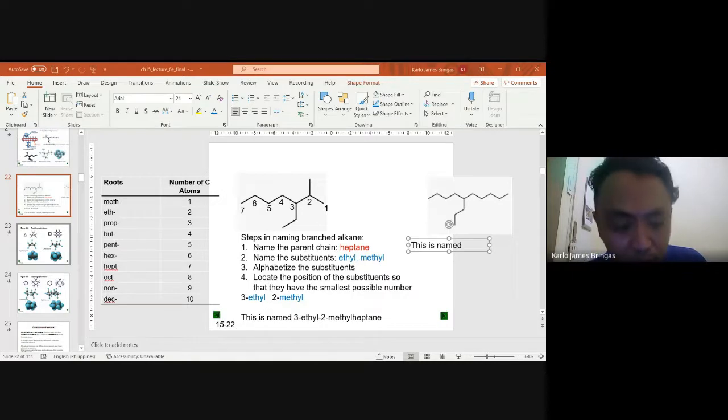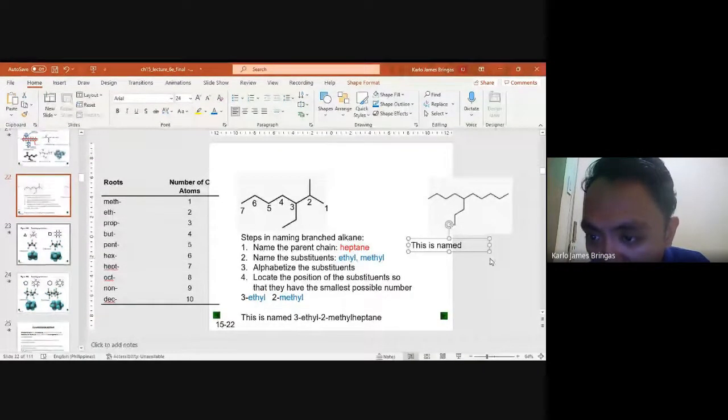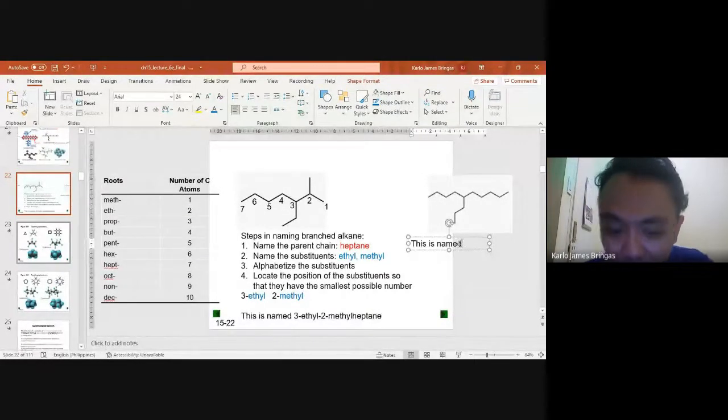Sige. So this one is actually named to be 5-propyl decane. So it is 5-propyl decane because first, according to step 1, ang name ng parent nito is decane. Meron tayong 1, 2, 3, 4, 5, 6, 7, 8, 9, 10. So, kaya siya naging decane.